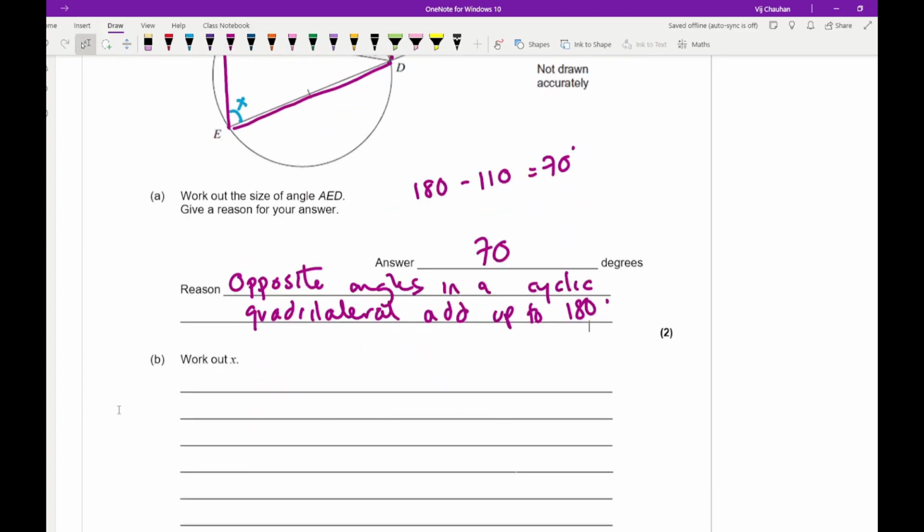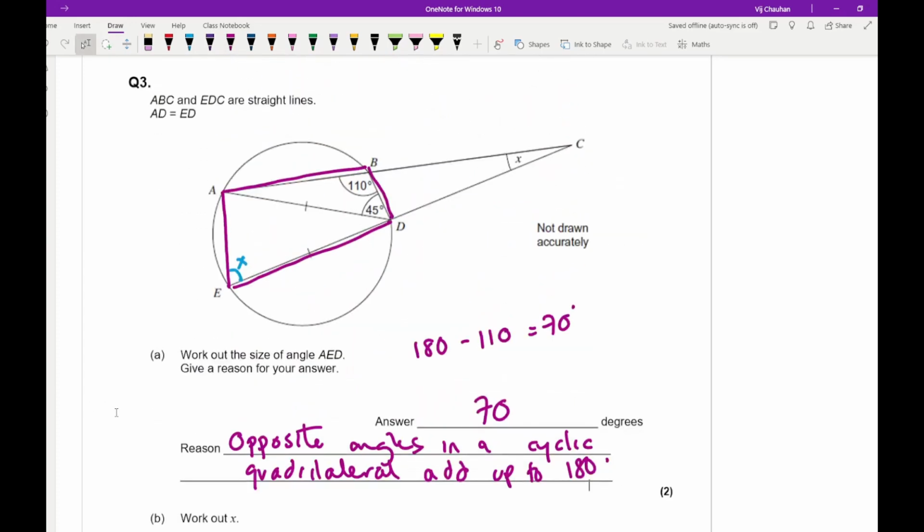Then for B, it says work out the size of angle X. So angle X is here. So let's have a look at what we know. Looking at this, we can see that the triangle AED is an isosceles triangle. So if this angle here is 70, that means that this angle here is going to be 70, and we can therefore work out what this angle here is going to be. So it's going to be 180 minus 70 minus 70, which equals 40 degrees. So this here is going to be 40.